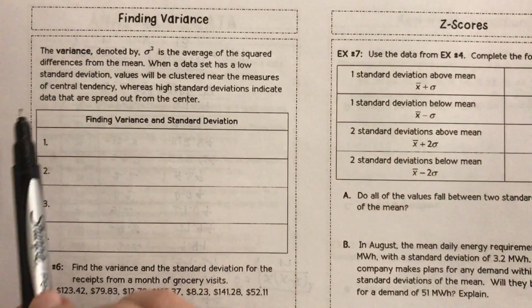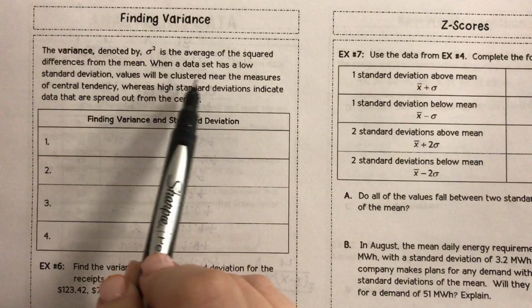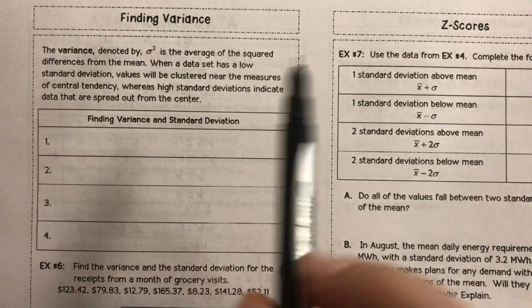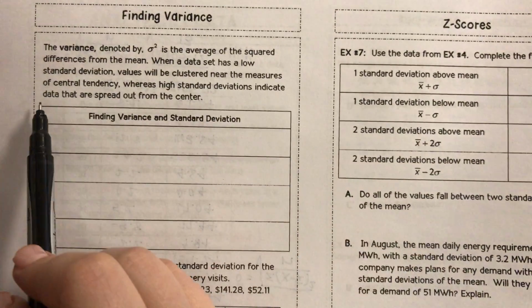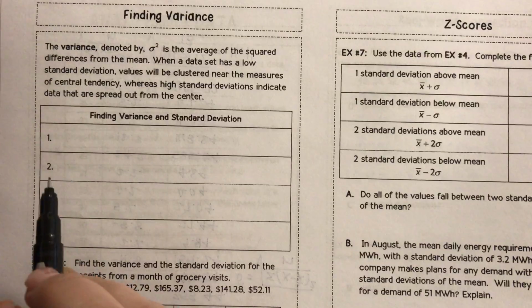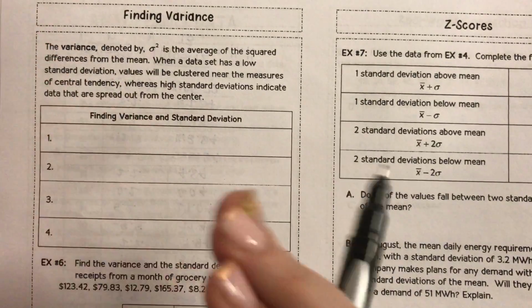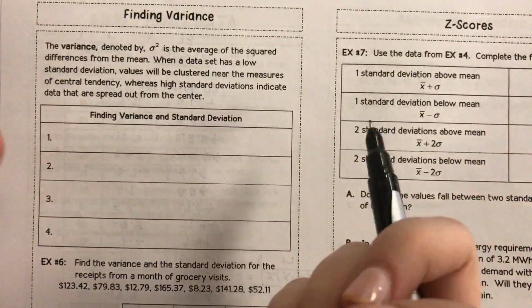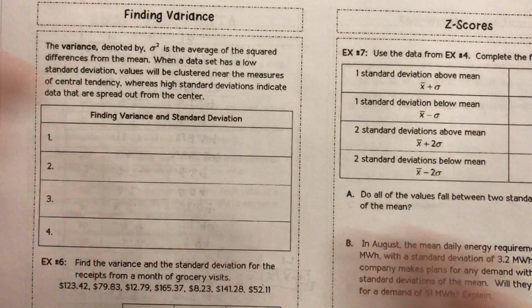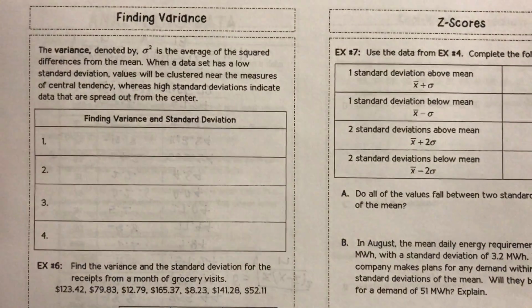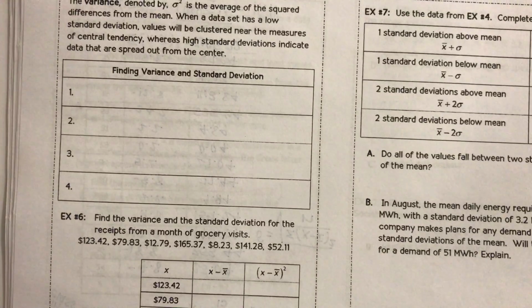When a data set has a low standard deviation, values will be clustered near the measures of central tendency, whereas high standard deviations indicate data that are spread out from the center. Which makes sense, because if you have a low standard deviation, that means a lot of your data is clustered around the mean. If they're spread out, then they're not near the mean, they're just all over the place. So here's how you can find variance and standard deviation.